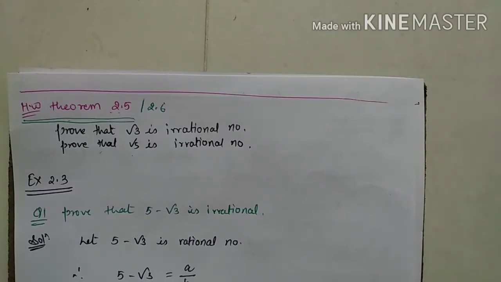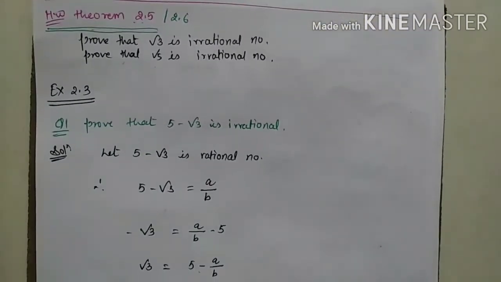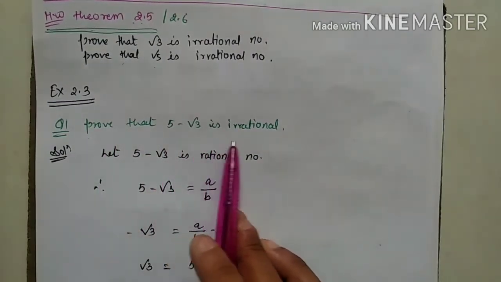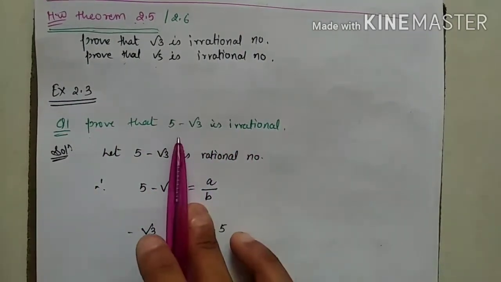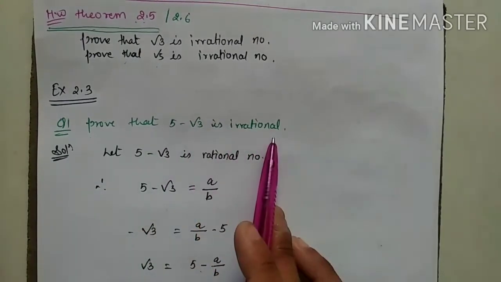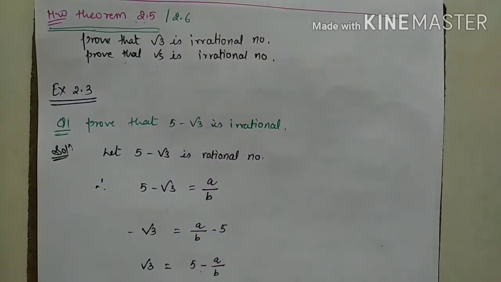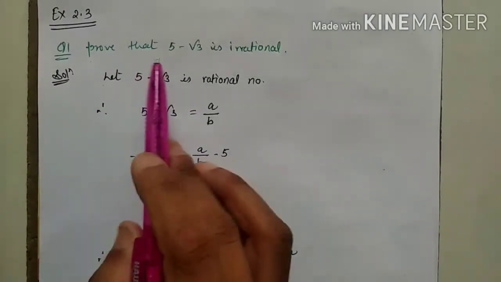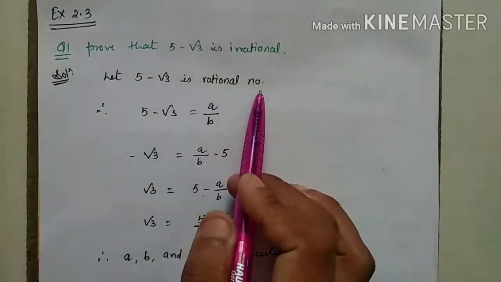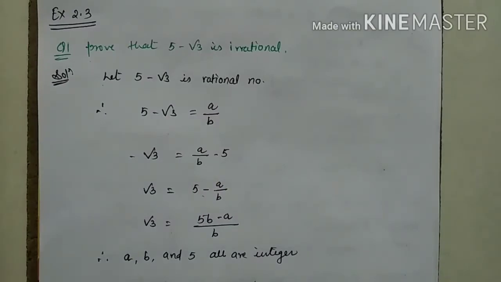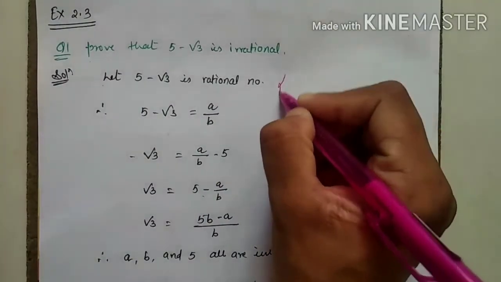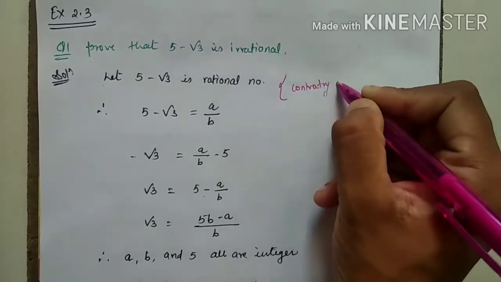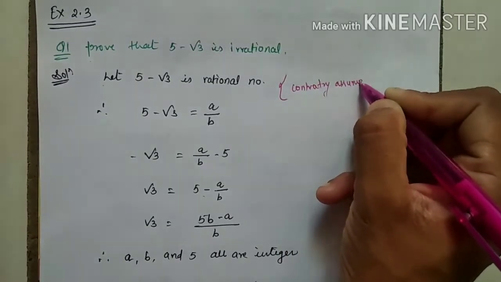Just try. Okay. Now come to exercise 2.3. Question number first. Prove that 5 minus root 3 is irrational. What we have to prove? This 5 minus root 3 is an irrational number. Very easy. Again the same way we have done in the theorem. Correct? Let's see here. Solution. Let 5 minus root 3 be a rational number. I am assuming. Then again this is my contradictory assumption.